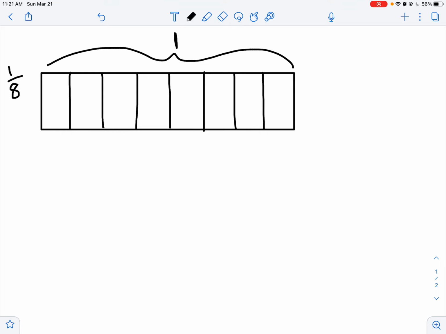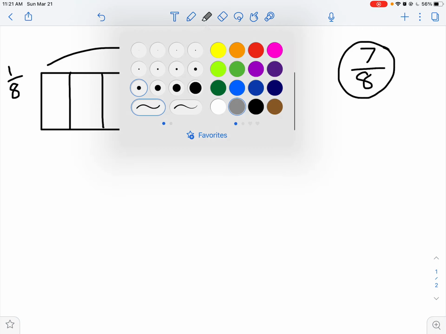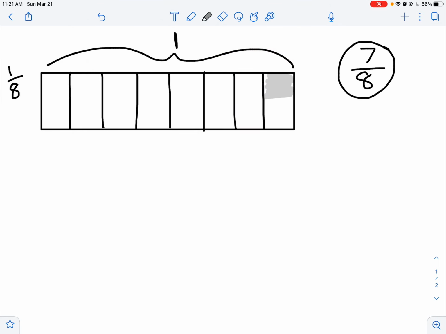So our unit fraction is still eighths. But this time, I only want to look at 7/8. I want to think about all the different ways that I could break 7/8 up. So basically that means this part we're not going to really look at. It's there, but we're not going to be considering it, because what we're thinking about is all the different ways that we can make this part 7/8.